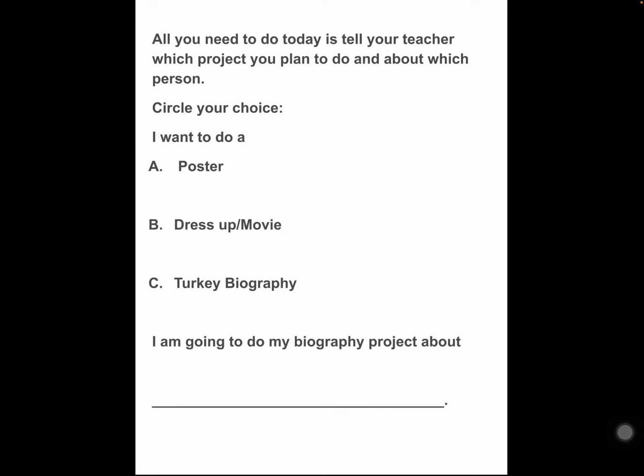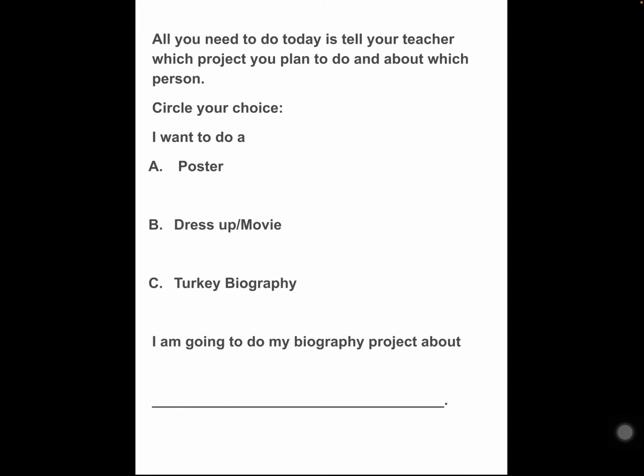The Seesaw activity for today is just to tell your teacher which one you'd like to do and who you'd like to do your project about. You don't need to have your project finished until Thursday. And Thursday during social studies, you're going to get to tell the rest of the class about your project. You could show it to us on Zoom, and you can be proud and tell us who you read about.